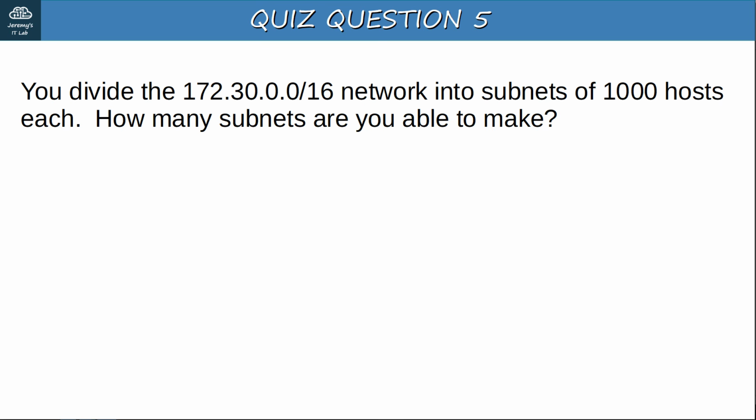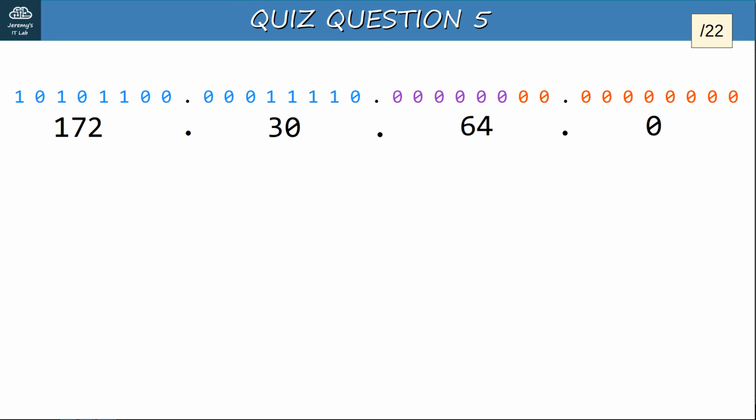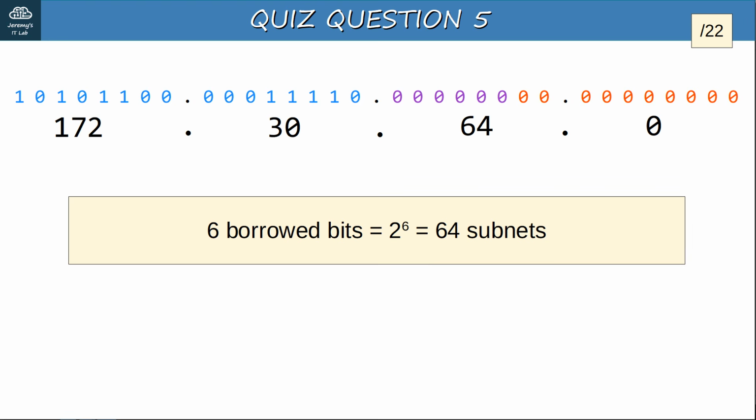for 1,000 hosts. We will need 10 host bits for 1,000 hosts, because 2 to the power of 10 minus 2 allows for 1,022 hosts. That will leave us with 6 borrowed bits. 6 borrowed bits means we can make 64 subnets. So that's the answer to question 5.